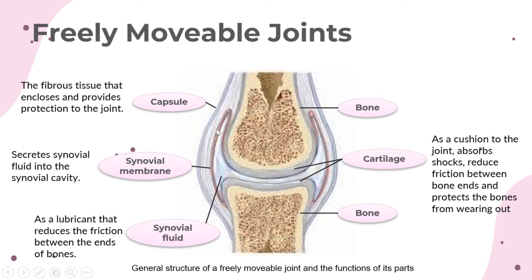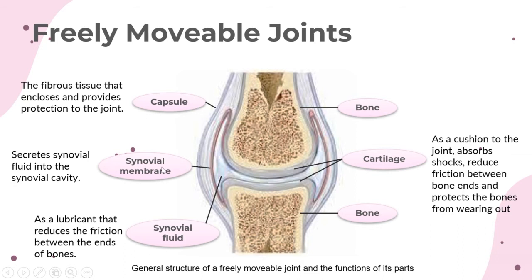So the first structure of the joint, as I said, is the capsule. The capsule is the outer layer of the joint. What is the function of the capsule? It encloses and provides protection to the joint. Next we go to the second part.